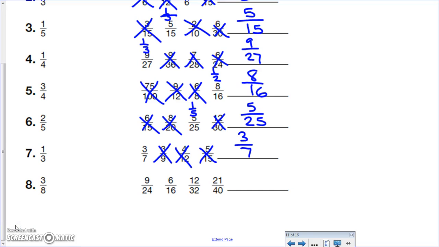Finally, for number 8, we need to divide to simplify down to 3/8. So we have 9/24. If we divide both by 3, we will get 3/8. For 6/16, if we divide both by 2, we will also get 3/8. For 12/32, if we divide by 4, we will get 3/8. And then we have 21/40, and since they do not share any common factors, it is in simplest form, which means that is our fraction that does not match.